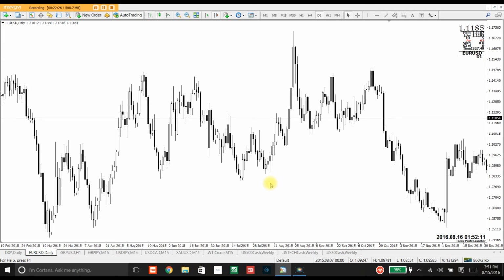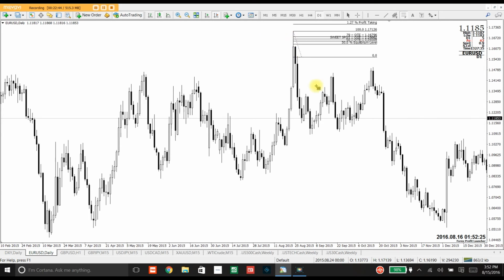Let's see here. Let's look at the reverse side, okay? Right here, this high right here that took out any resting liquidity up here was the beginning of this down move that broke market structure here. So now we're going to do the opposite. We're going to measure retracements of a bearish market.